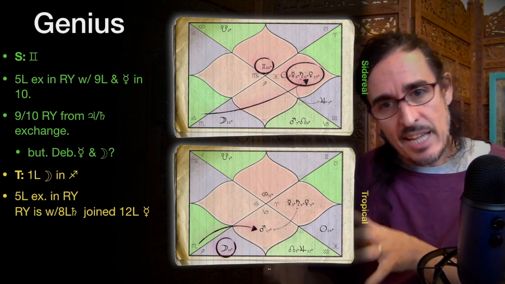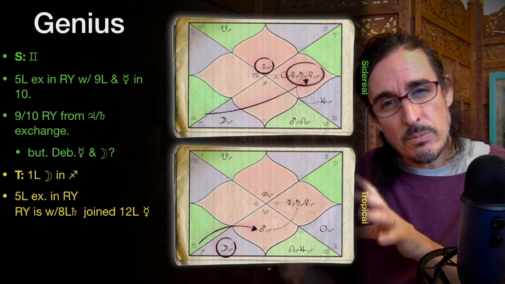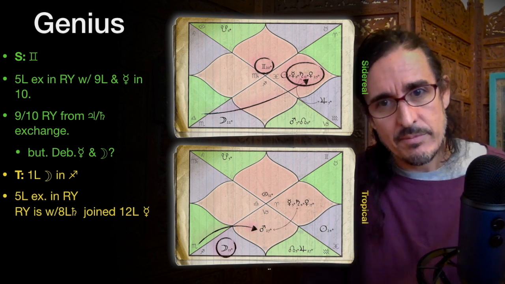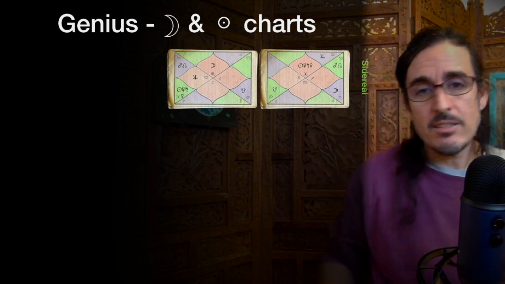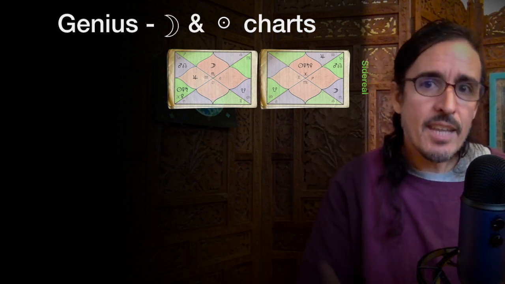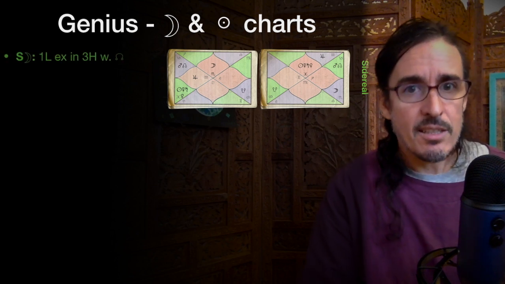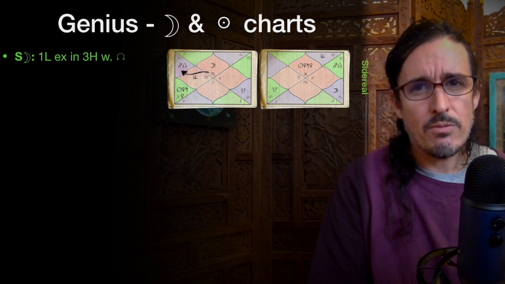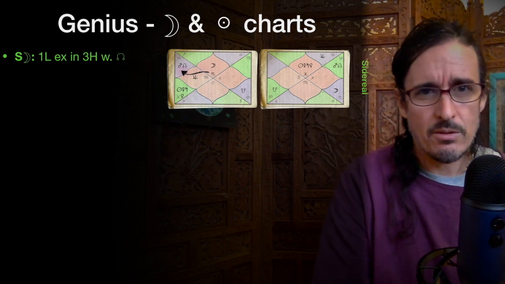So it's super Jnani. The tropical chart is showing a super Jnani, philosophical, piercing intellect. Now, finally, let's look at the sun and moon charts in relation to his genius. So again, you've got sidereal with the 1st Lord in the 3rd house exalted for the moon, right? With Rahu. That's great. That's very accurate to who he is.